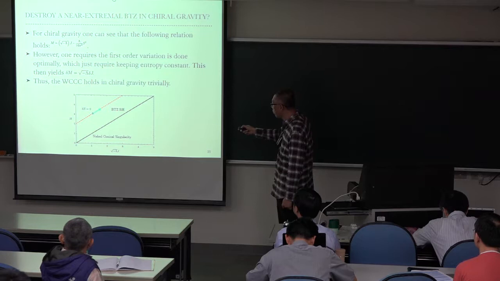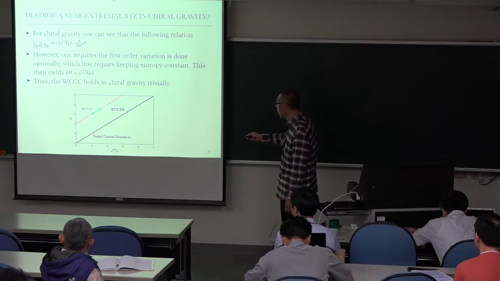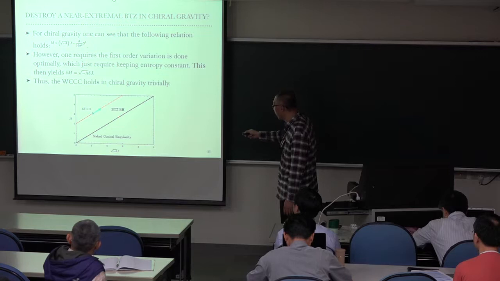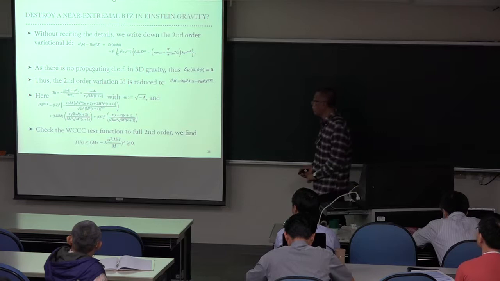So in some sense, if I change the parameter, I move along a straight line, so it will not cross the extremal condition. And then we can go to the second order.